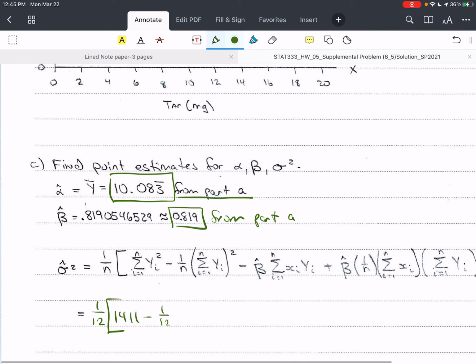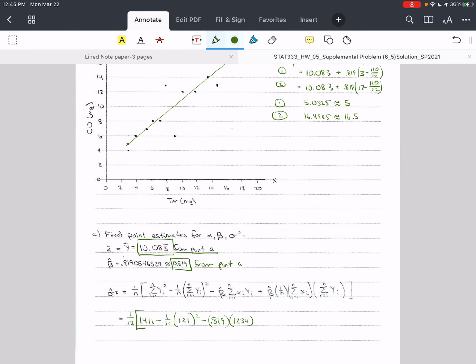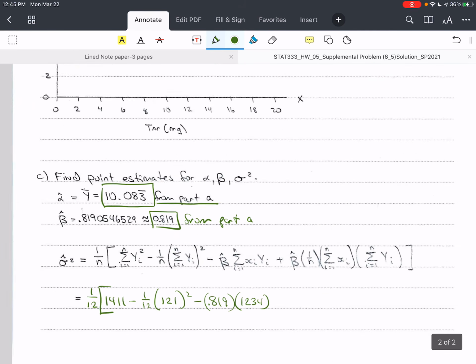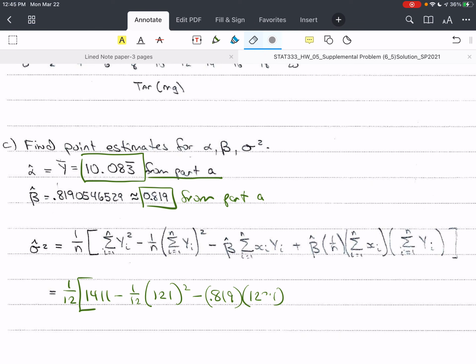Minus 1 over 12 times the sum of y, which was 121, quantity squared, minus 0.819, which is beta hat, times the sum of x times y. I believe that was 1234, but I'll verify. Yeah, no, it's 1294. Glad I verified. 1294. And then plus beta hat, which is 0.819, and then 1 over 12, 1 over n, and then 110 times 121.